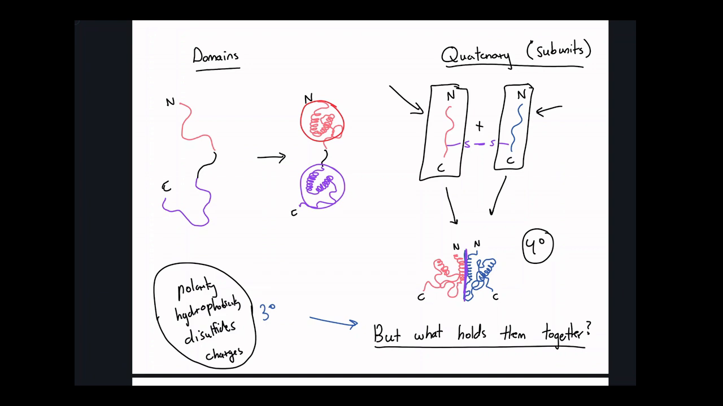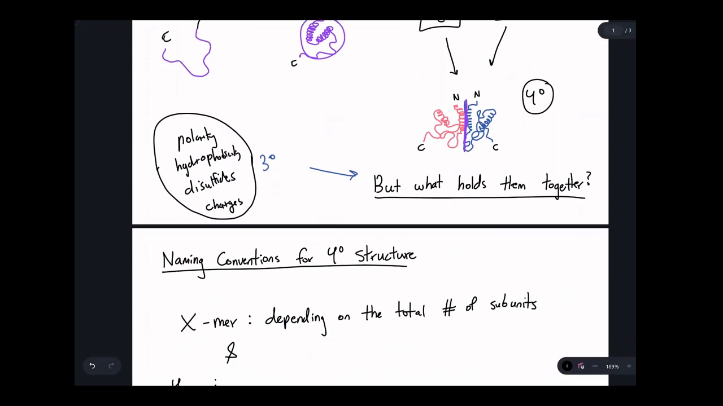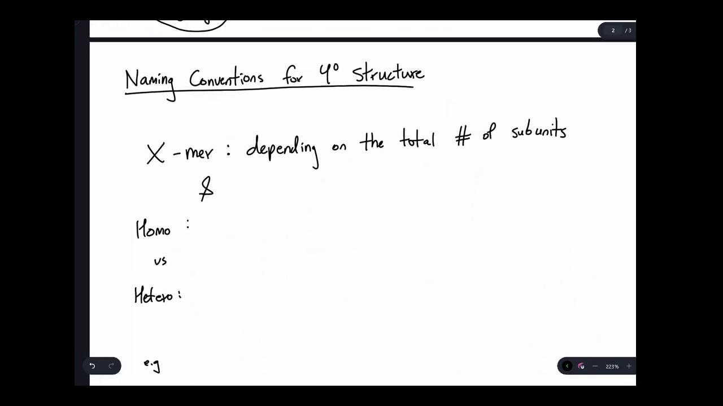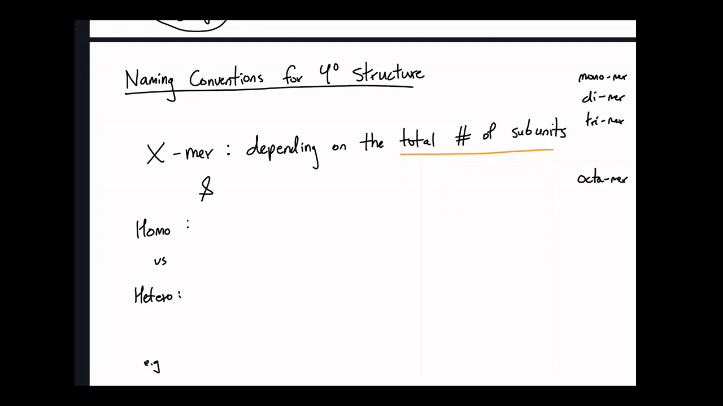And along with that new name comes a new naming convention that we need to learn. So, how do I name quaternary structure? Firstly, we talk about this term Xmer. It really just depends on how many total subunits there are. So for example, we could have a monomer, a dimer, a trimer, and let's just go crazy, an octamer, for example. Again, mer just means molecule. So we're just saying with this part of the name how many subunits there are, right?